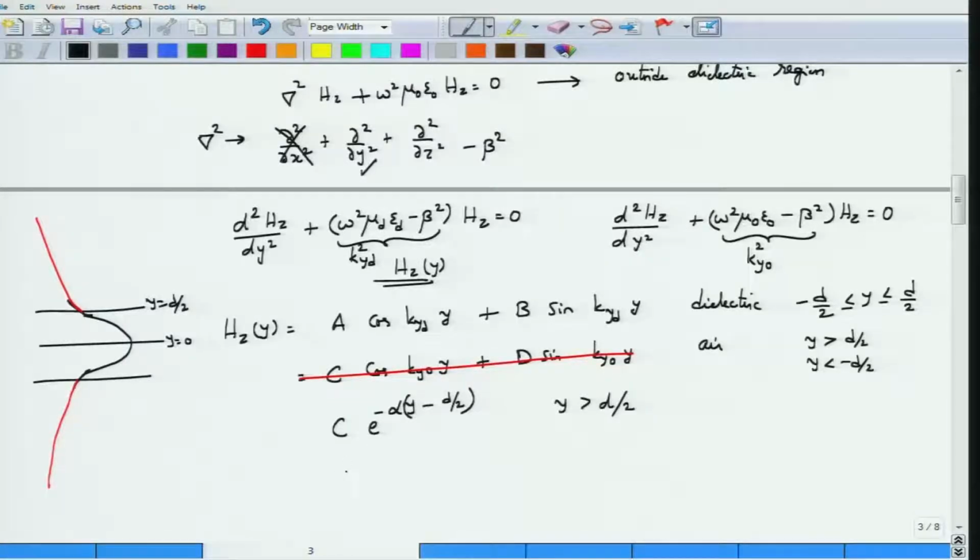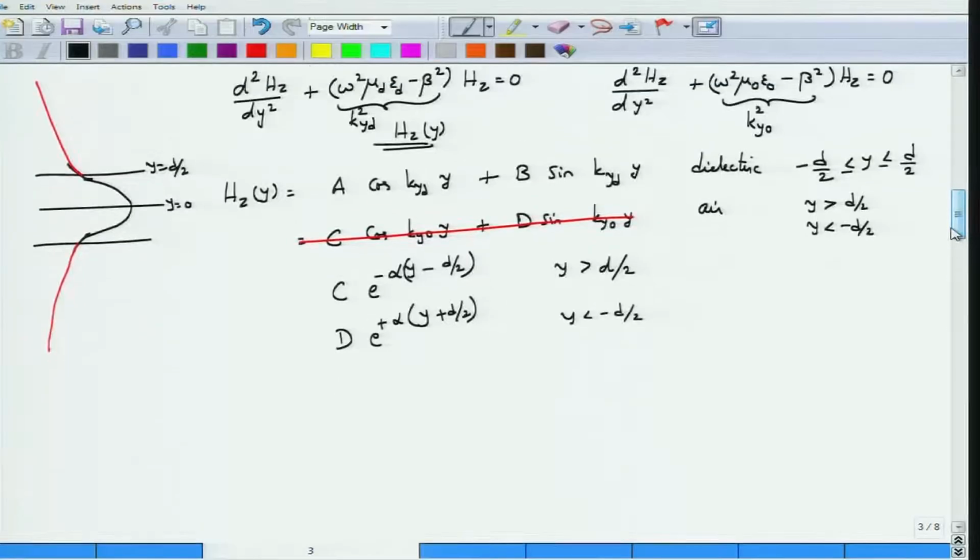Okay. Similarly, for y less than minus d by 2, I shift the origin. Okay, I take this as e power plus alpha, because now the value of y is negative, so I take this as (y plus d by 2). Okay, so now I have complete solutions for Hz except for the constants C and D, which I will now have to evaluate by applying boundary condition. These two are the solutions in air, one above the dielectric, one below the dielectric. This is the solution inside the dielectric region.